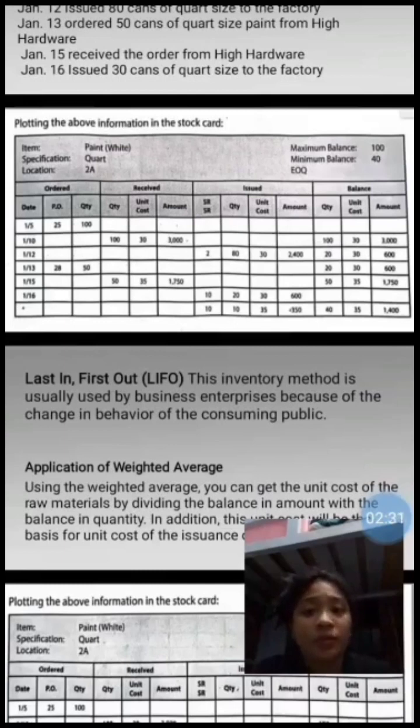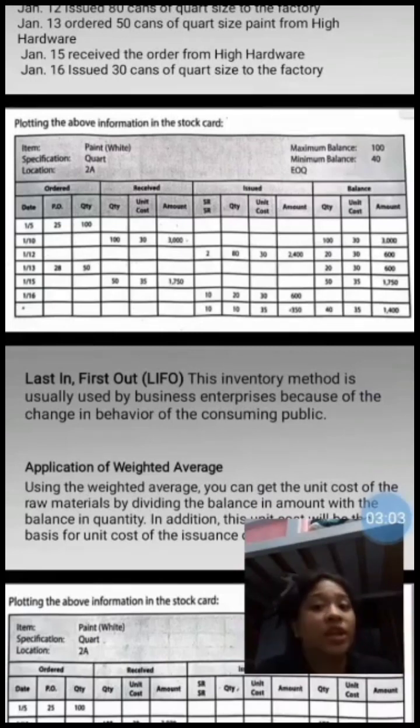On January 12, you issued 80 cans of quart size to the factory. So, 100 minus 80 is 20. So, imuhang balance is 20 na lang, kay since ni-issue man ka og kaning 80 pieces. 80 times 30 is 2,400. So your remaining balance for January 12 is 20 pieces times 30 equals 600.